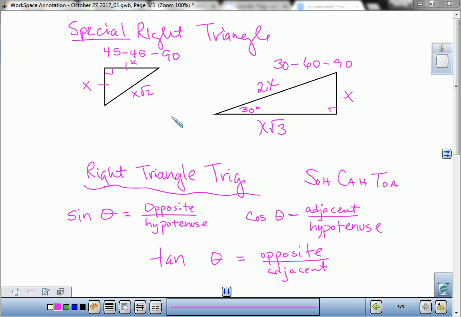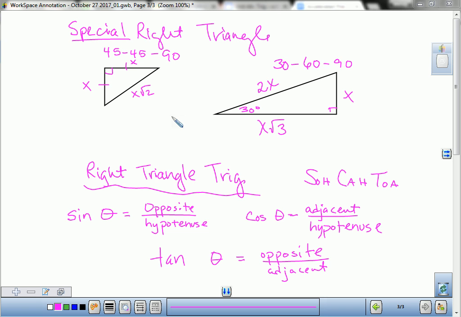Now the second picture is a picture of a 30, 60, 90 right triangle. We got that by dropping down the altitude on an equilateral triangle, and we solved it using the Pythagorean theorem. But this relationship always works with a 30, 60, 90.